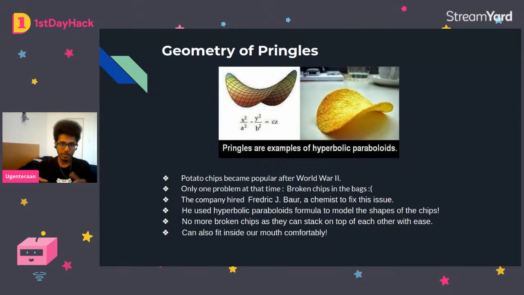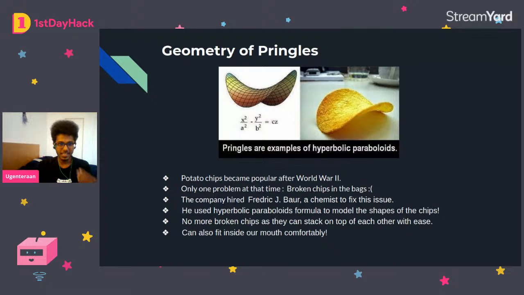It's aerodynamic enough that the chips do not break when you stack them on top of each other, and also when you transport them. That's why they're so well kept inside the bags, inside the packages, until now. And the bonus is that it fits perfectly inside our mouth, and it's easy to transport. So isn't that really cool?